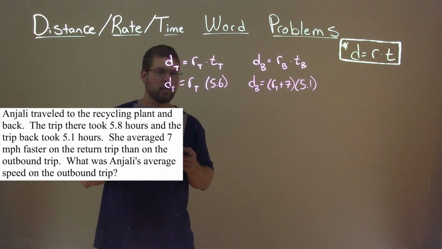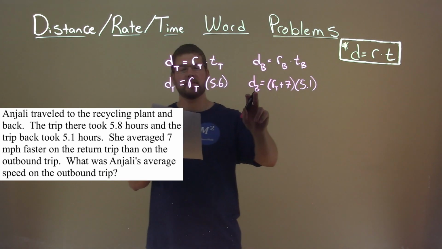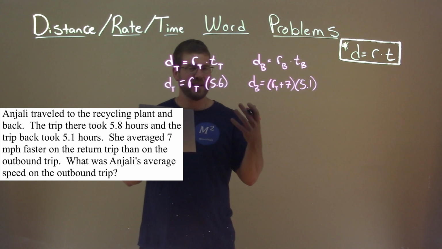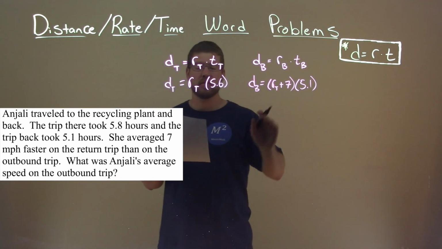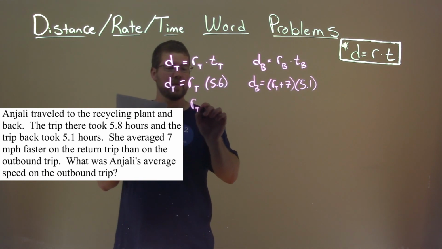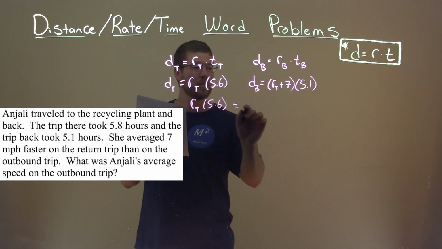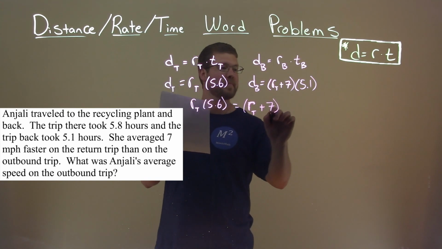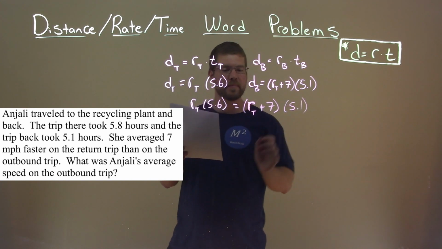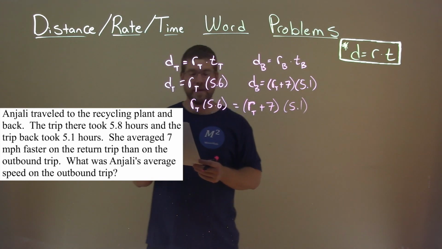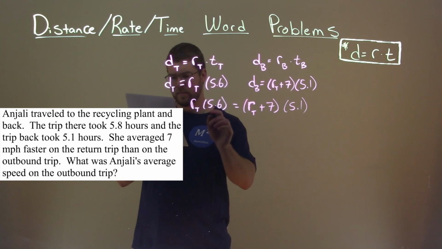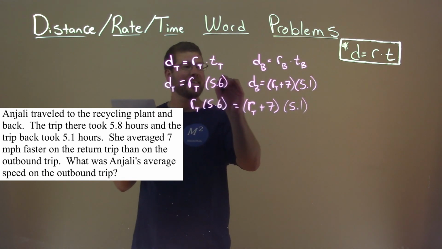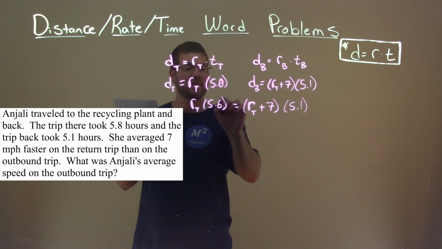Okay, well, the distance there and the distance back is the same distance, so we can set these two equations equal to each other. So we have r sub t times 5.6 is equal to r sub t plus 7 times 5.1. And so let's simplify where we can. Okay, oh, I messed up, sorry. Hopefully, if you caught this, let me know. This is an 8. I can rewrite, this is an 8.